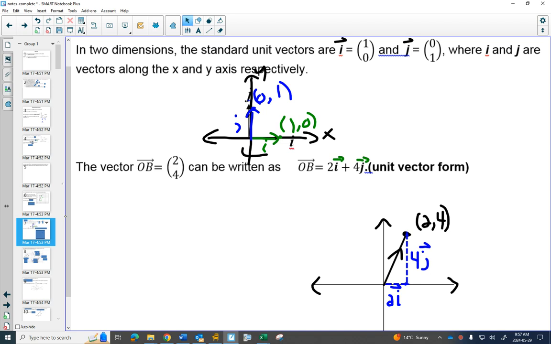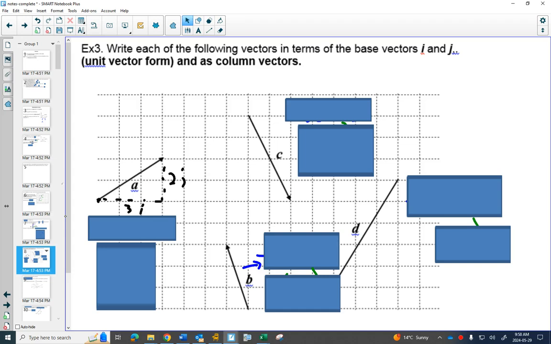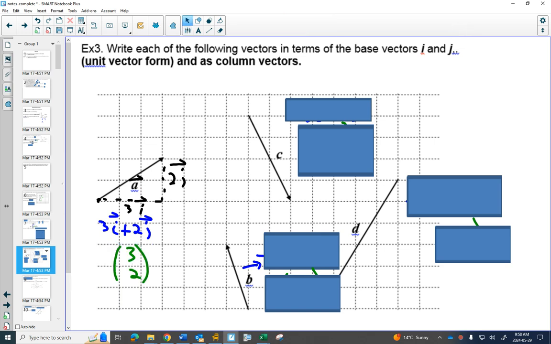So what I'd like you to do on this next one is for each of these, here's the answer for the first one, for vector A. I'm adding all the arrowheads over top. Vector A would be 3i plus 2j, or as a column vector, it would be 3, 2. I would like you to write the unit vector form and the column vectors for B, C, and D.